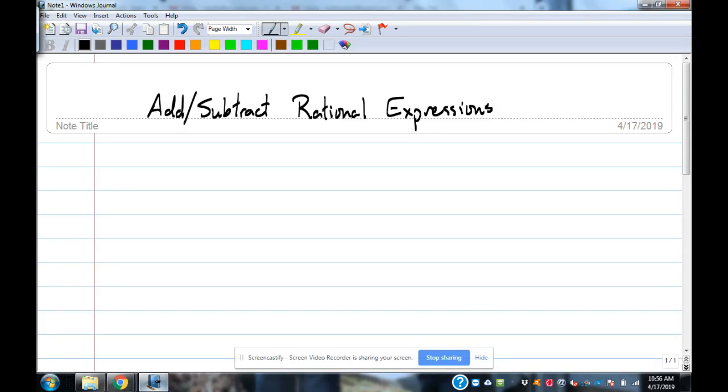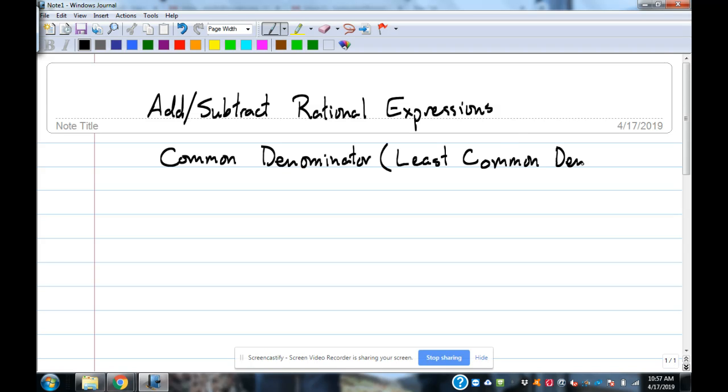Rational expressions, it's adding and subtracting fractions. What do you have to have in order to be able to add and subtract fractions? Common denominator. And more specifically, a least common denominator. We'll call that LCD.